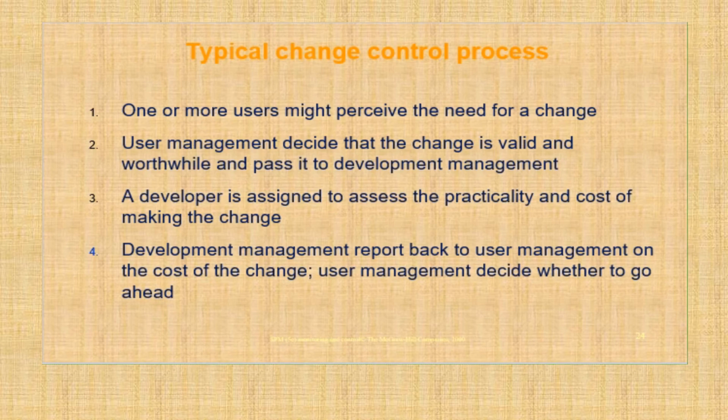If I talk about these two points, first and second, this shows that one or more users might perceive the need for the change. This is from the user's point of view. The second point: user management decides that the change is valid. This may be decided by management or by the user community, or managers may start thinking about a change that is deemed or desired for one part or for one user group. These options may then be changed.